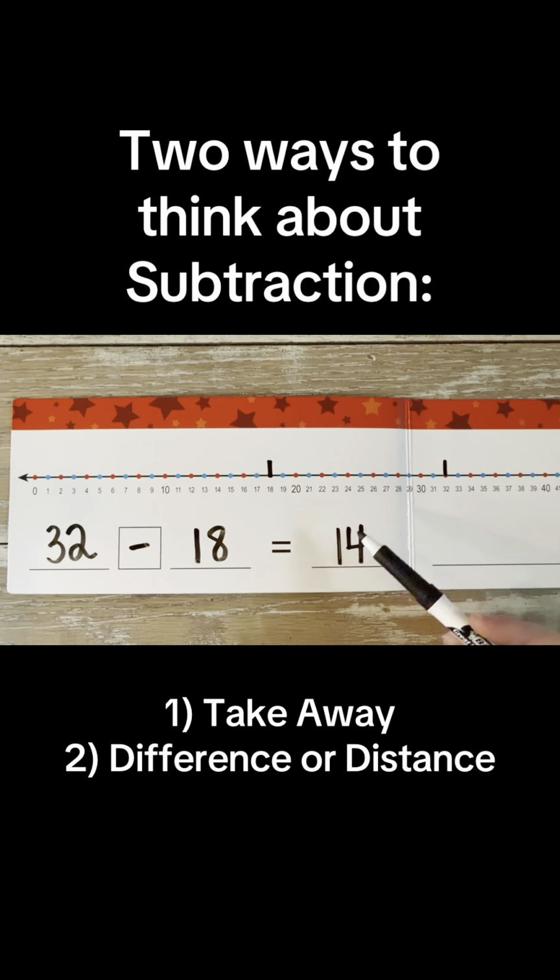So we see that subtraction can mean take away, and it can also mean the distance or the difference between two numbers. And there are two strategies that we use quite often that are based on that second idea of distance. The first one is the constant difference strategy.